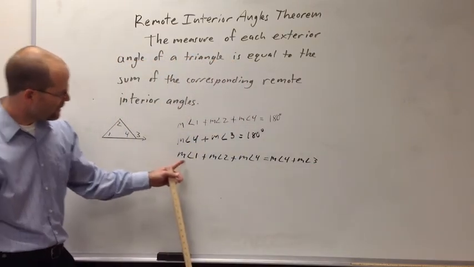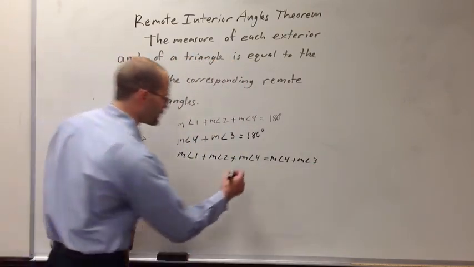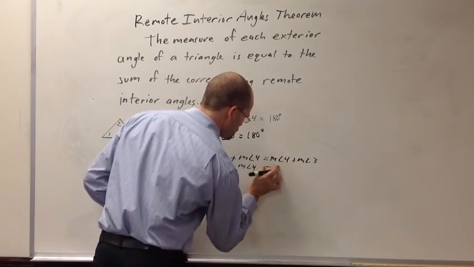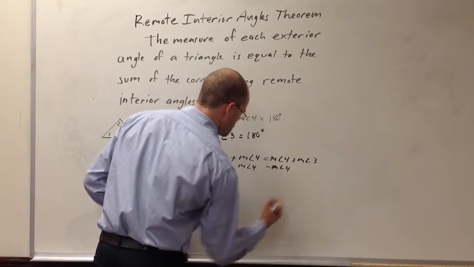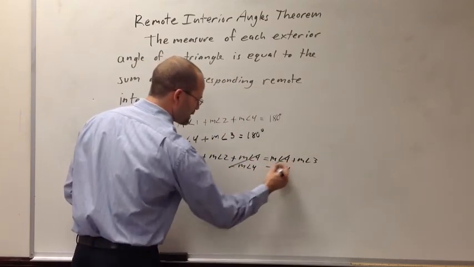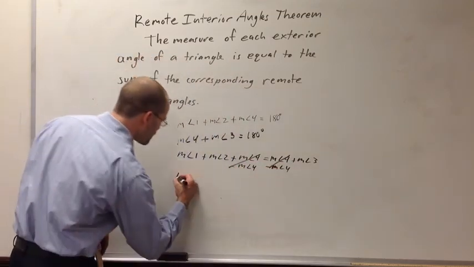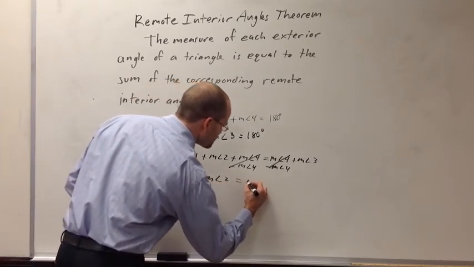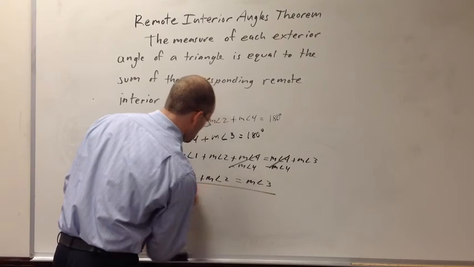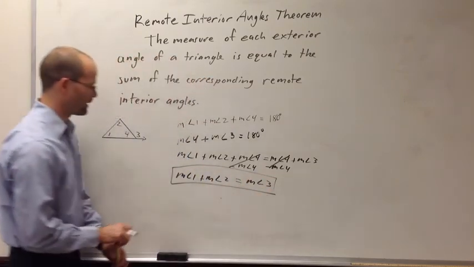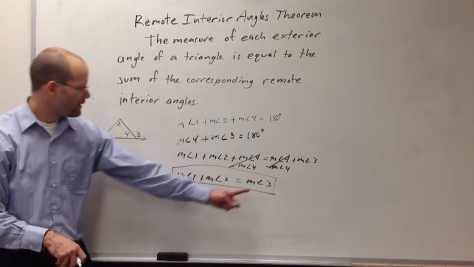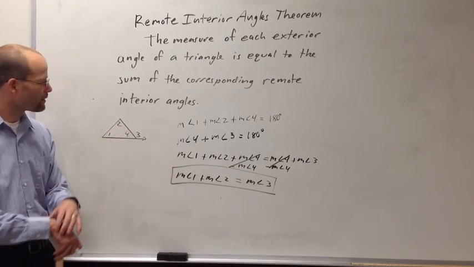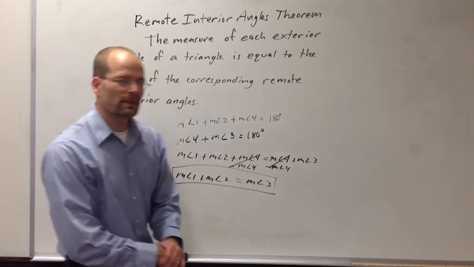At this point, we can subtract the measure of angle 4 from each side. And so this cancels, and that cancels. And we're left with the measure of angle 1 plus the measure of angle 2 is equal to the measure of angle 3. And there's our theorem, that the measure of an exterior angle of a triangle is equal to the sum of the two corresponding remote interior angles. Let's look at a couple examples.